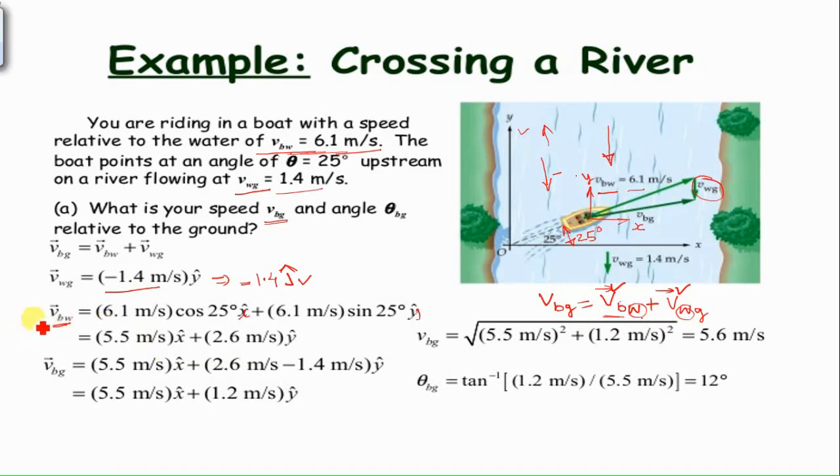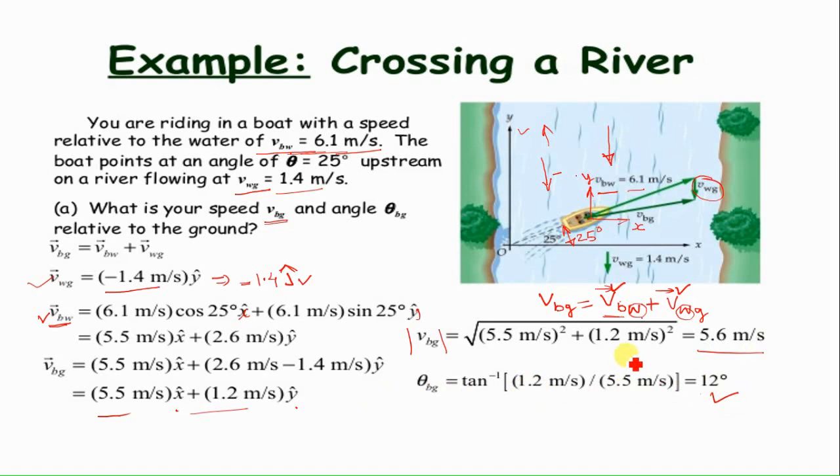So these two terms are to be added. Here if we add this, we get a vector: 5.5 i plus 1.2 j. The magnitude of this can be found by squaring: the square root of 5.5 squared plus 1.2 squared, which is 5.6. And the angle is tan inverse of 1.2 divided by 5.5, which is 12 degrees. So such types of problems can be solved like this.